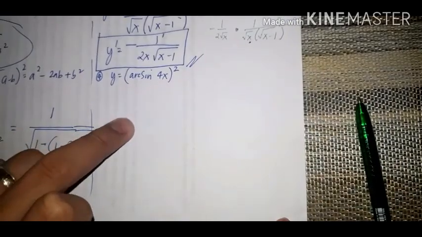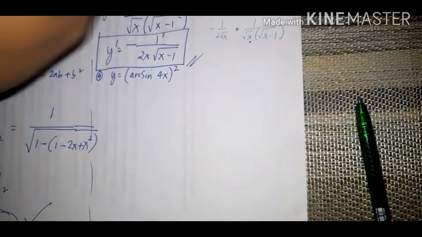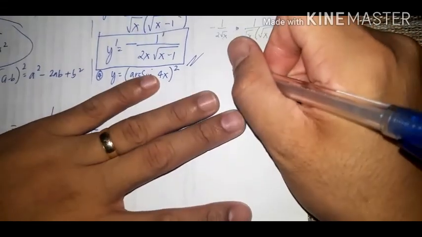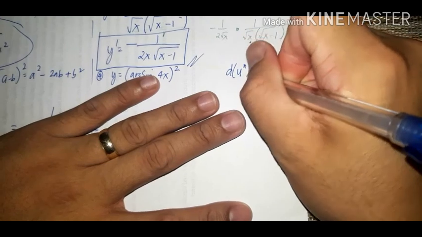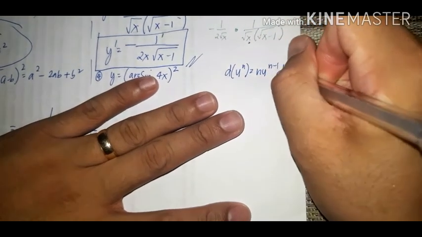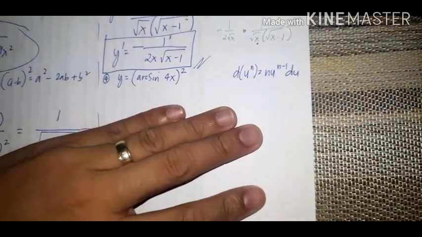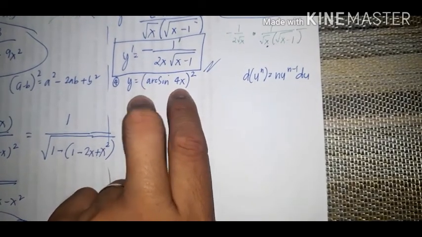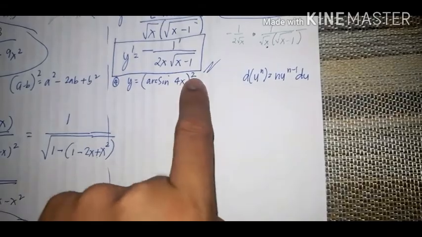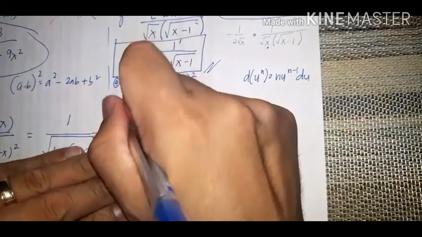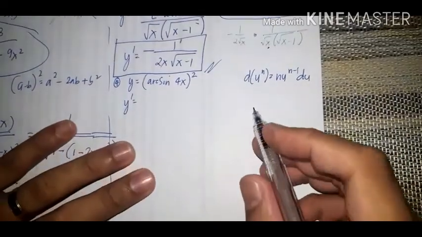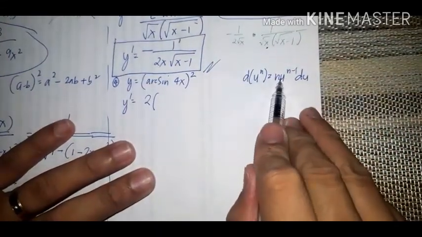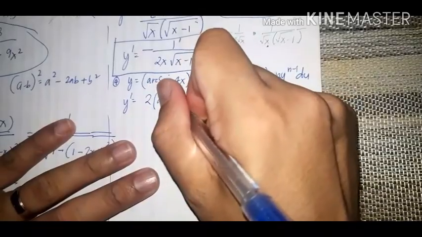So, meron tayong, so for number 4, we have y is equal to arcsine 4x raised to the second power. So, the derivative of u to the n is n u to the n minus 1 times the derivative of u. So, your u represents arcsine 4x, and the second power represents your n. So, y prime here, using that general power formula, your n is 2. So, 2. Your u is arcsine of 4x.